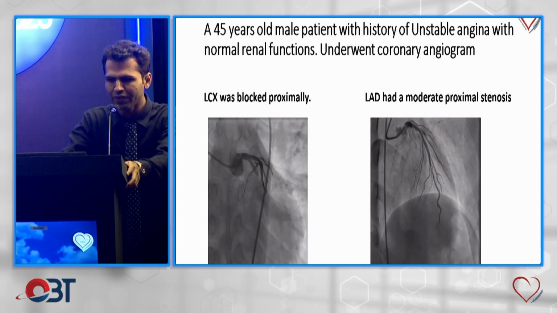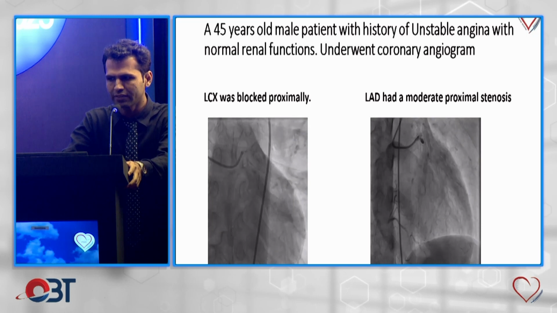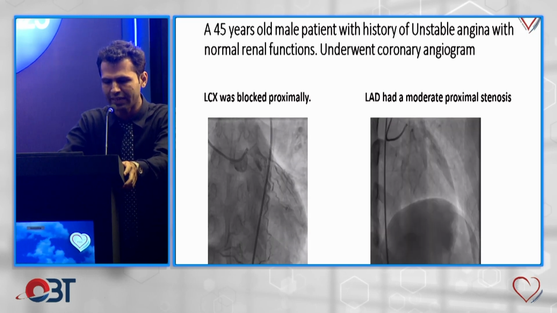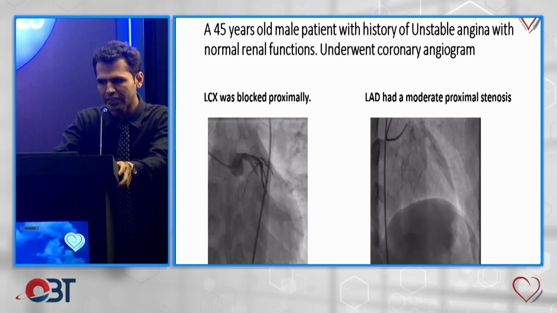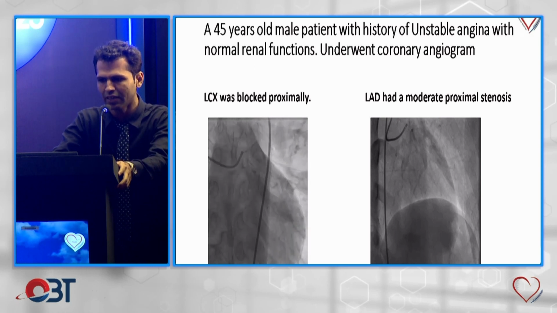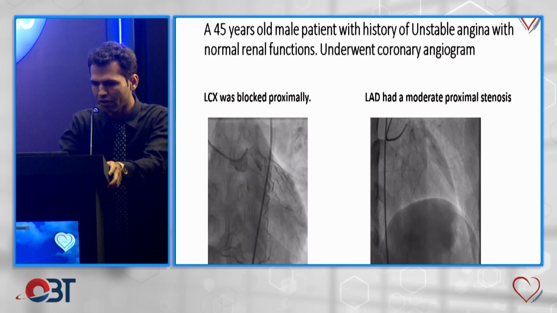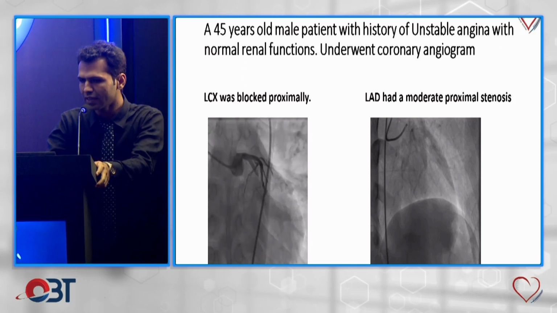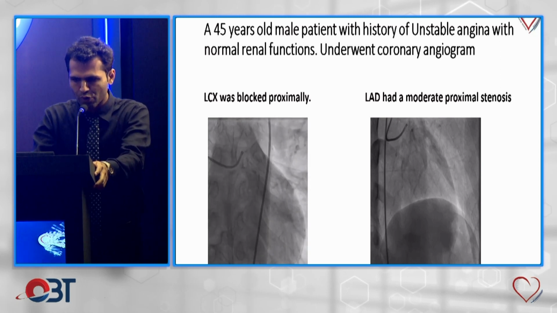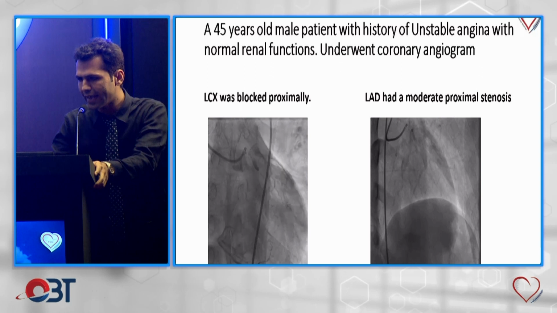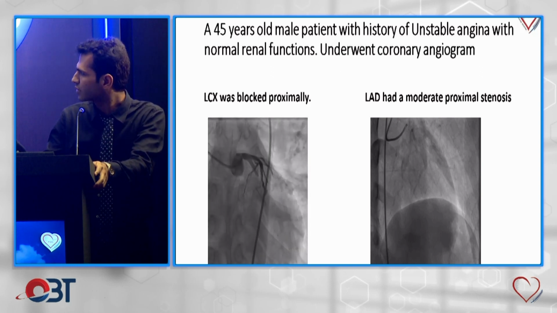So, a 45-year-old male patient with history of unstable angina presented with normal renal functions. He underwent coronary angiogram, and this is the angiographic pictures showing LCX was blocked proximally. LAD had moderate proximal stenosis.